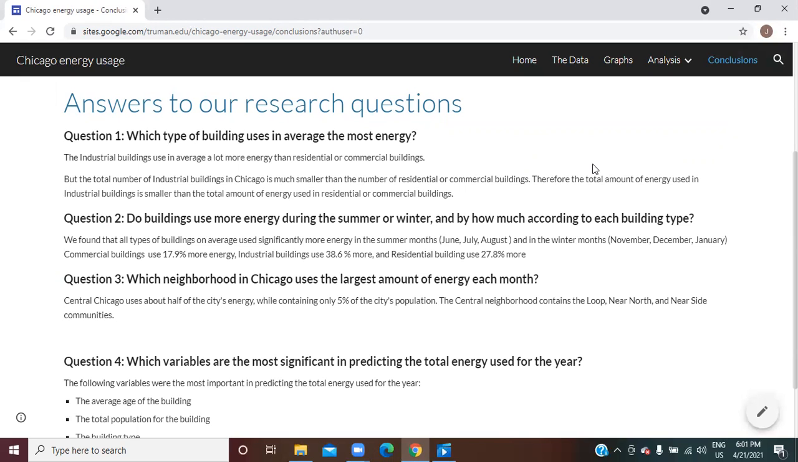We also looked into whether buildings use more energy during the summer or winter months and how much, by building type. We actually expected it to be higher in the winter, as Chicago is quite a cold city. However, we found they on average use significantly more energy in the summer months, being June, July, August, than in the winter months, November, December, and January. Commercial buildings were up 17.9%, industrial 38.6%, and residential 27.8%. This was not the case with all building types. However, overall, most buildings used more in the summer.